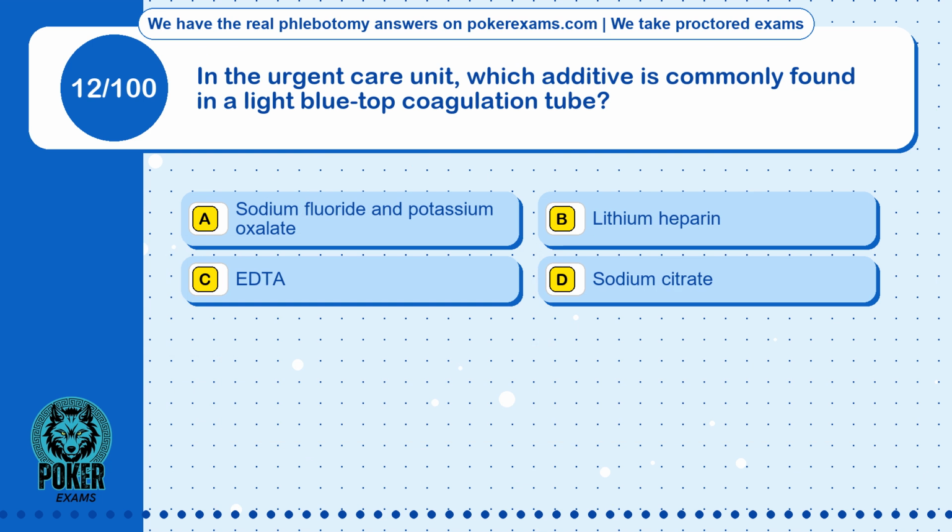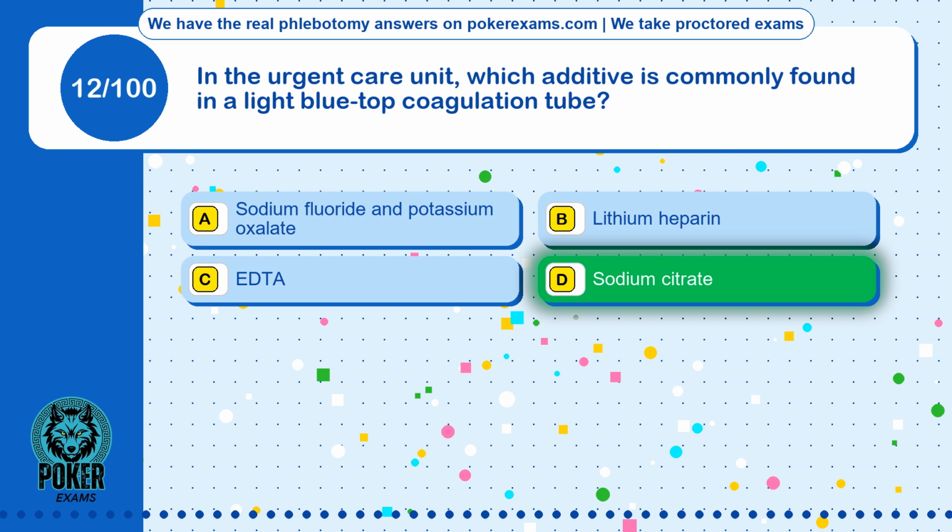Question 12. In the urgent care unit, which additive is commonly found in a light blue top coagulation tube? Option A, sodium fluoride and potassium oxalate. Option B, lithium heparin. Option C, EDTA. Option D, sodium citrate. The correct answer is option D.